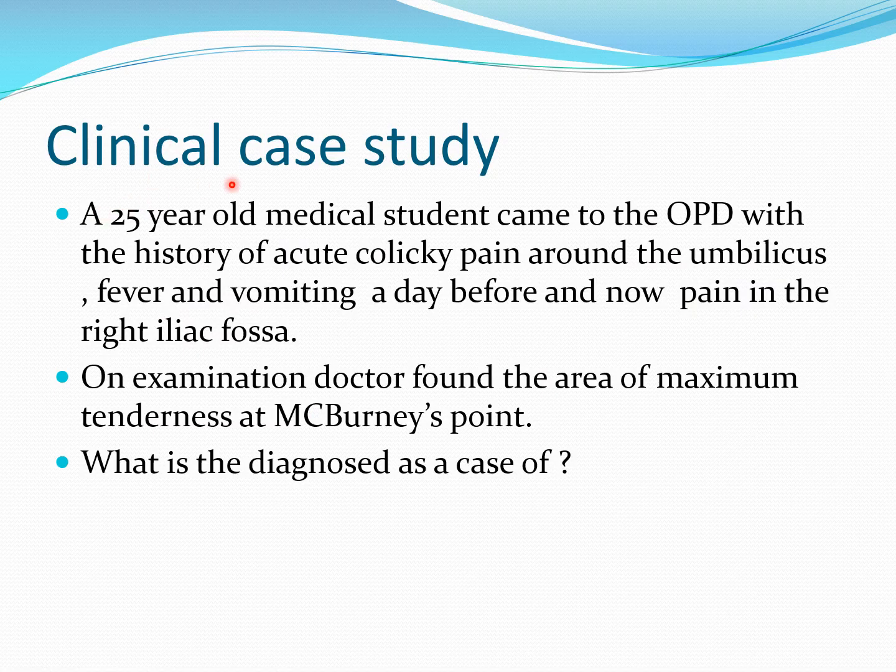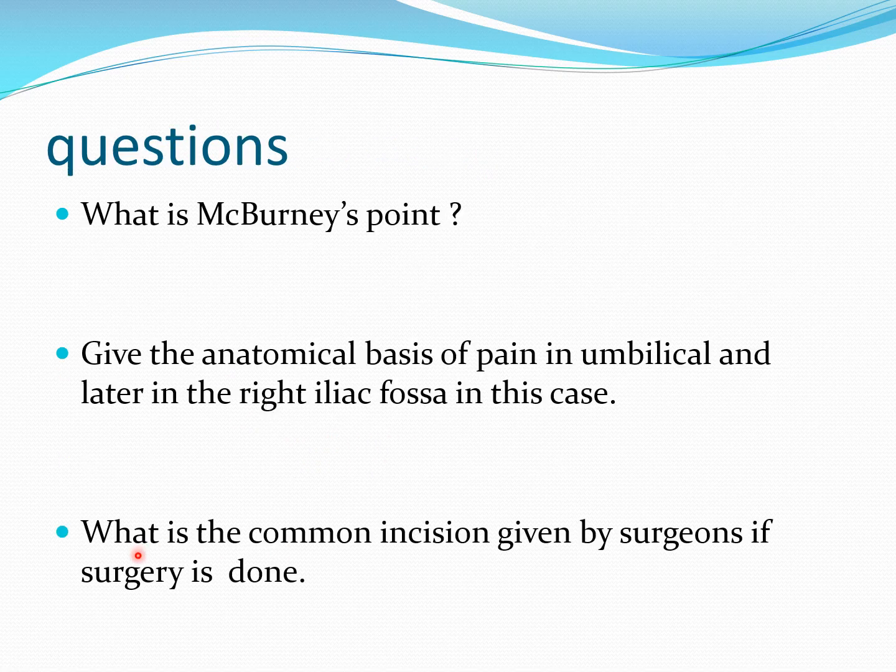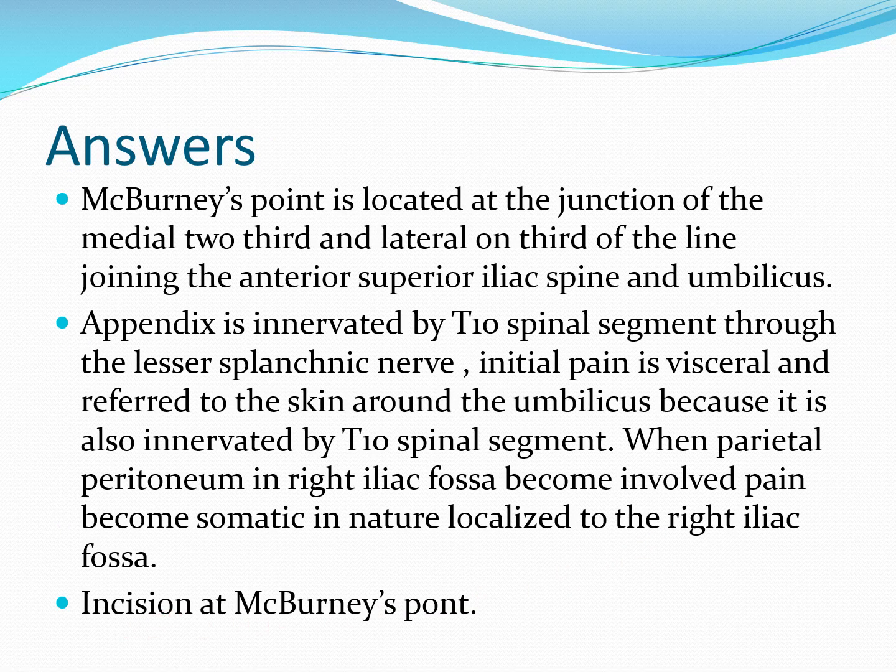So you see this first clinical case: a 25-year-old medical student comes to the OPD with a history of acute colicky pain around the umbilical region, fever and vomiting a day before, and now pain in the right iliac fossa. So what is the diagnosis of this case? On examination, the doctor found the area of maximum tenderness at McBurney's point. Third question: what is the common incision given by the surgeon if surgery is needed? The incision is at McBurney's point.